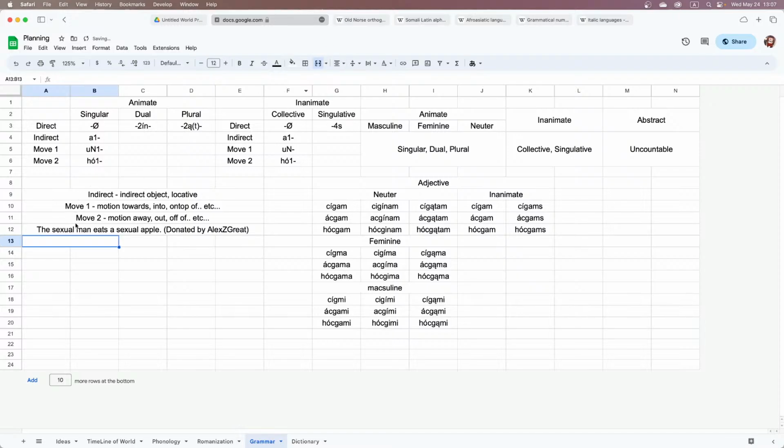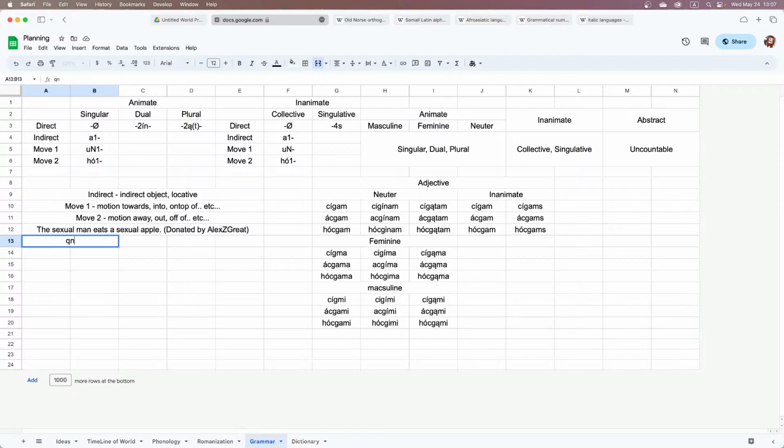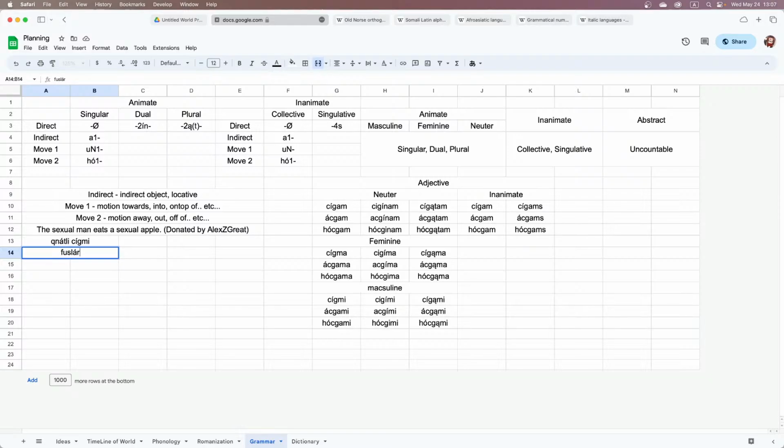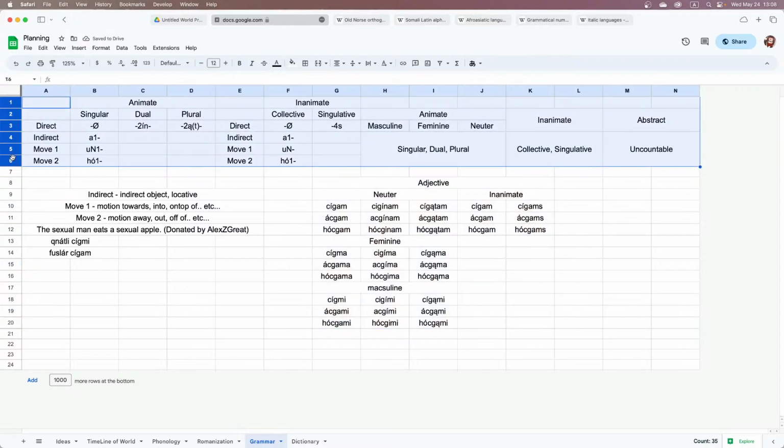Okay, Alex, here are two. So the sexual man, Gnatli, Gnatli, Sigmi. Then I'm going to have adjectives come after their nouns. And then apple would be fuslar, fuslar, fuslar, sigum. Sexual man and sexual apple. So we have a basis to look off our adjectives from. We have our noun forms as the basis of it.